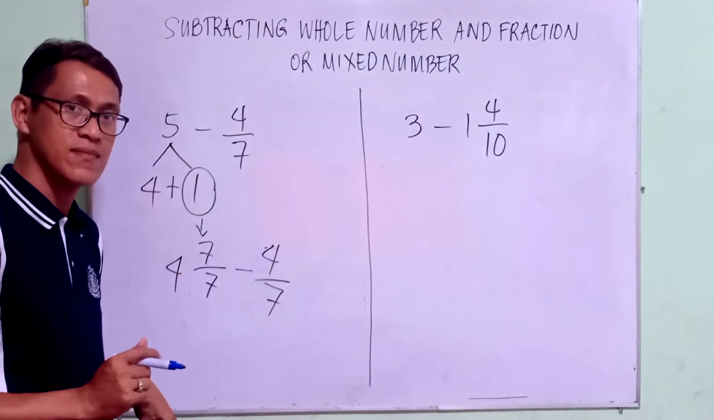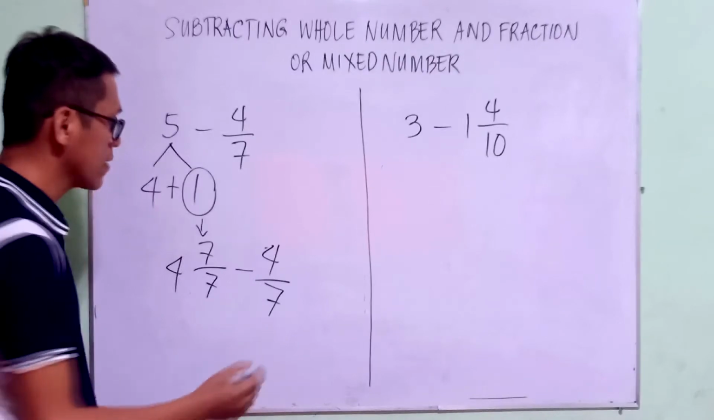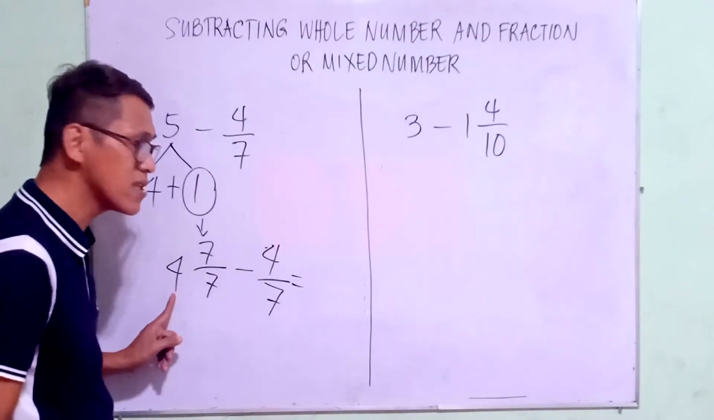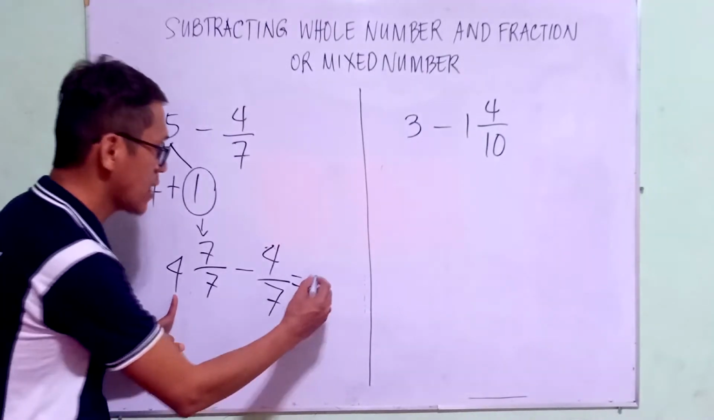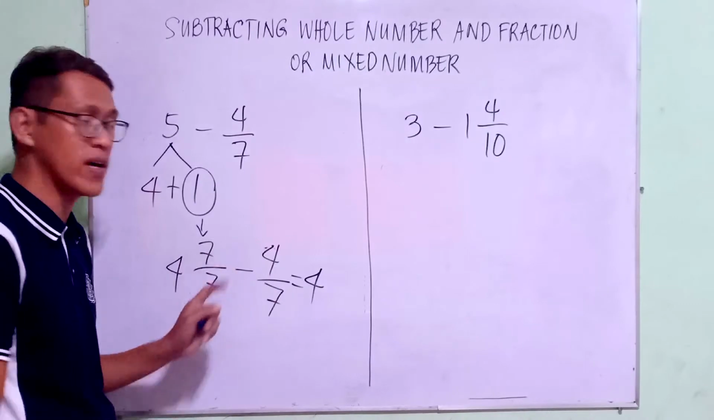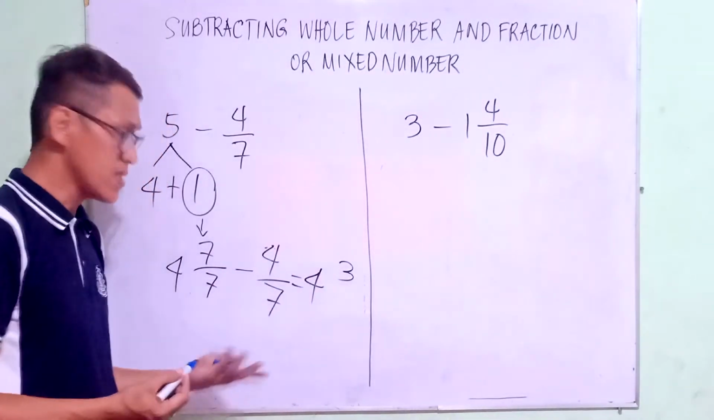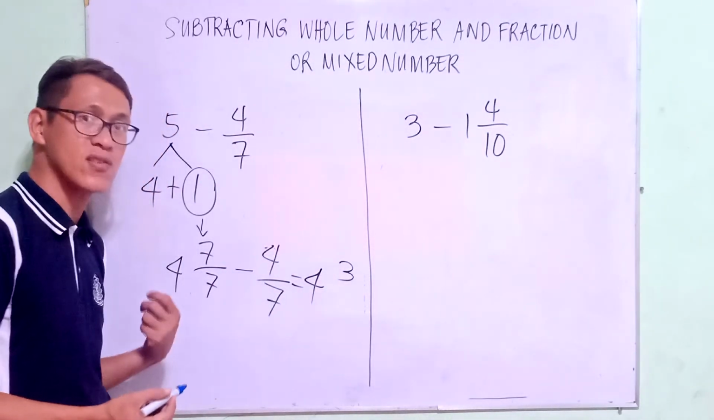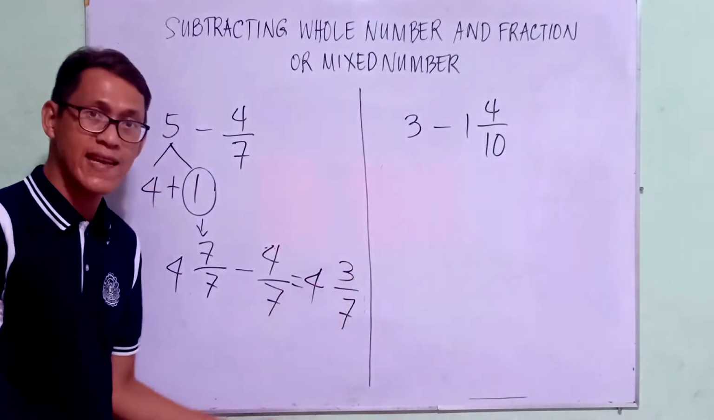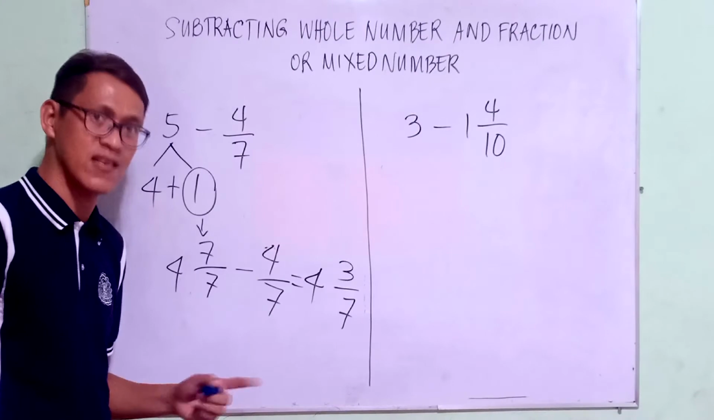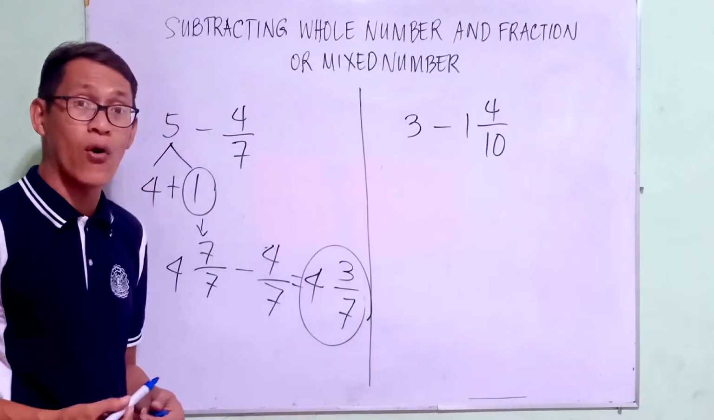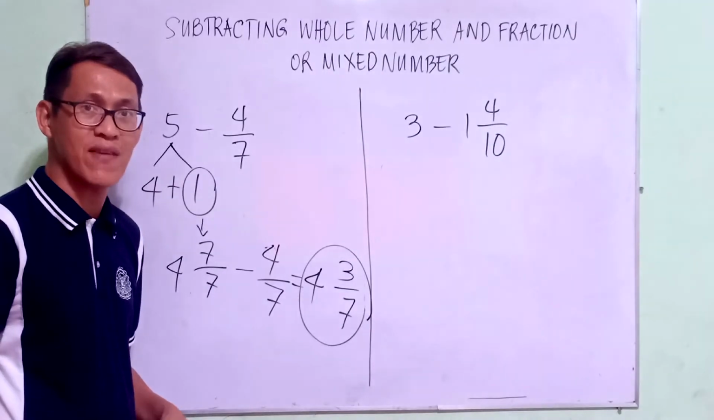Did you get that? So, let's subtract. Since there is no whole number here, we just simply copy the 4. Then subtract 7 minus 4, that's 3. Since the fractions are similar, just copy the 7. And check the fraction part. It's in lowest term already, right? So our final answer is 4 and 3/7.